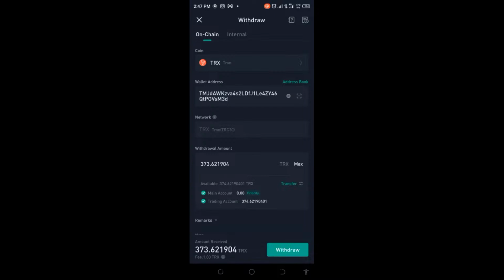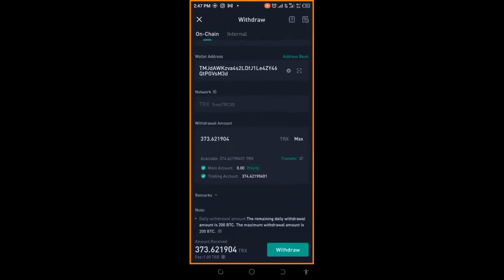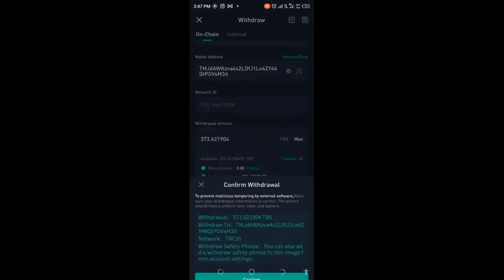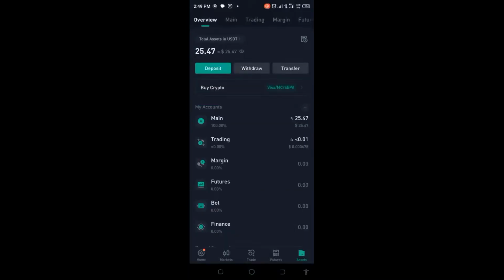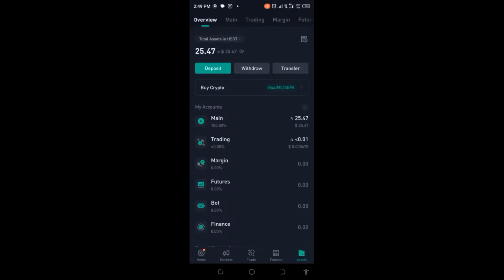Okay, so you can see here what we're going to eventually get is 373.62. That's the entire amount we are going to get, 373.62. So let's go ahead and withdraw. Okay, I'm going to put in my verification and then I'll get back here. Okay, I put in all my verifications, and now it's on the processing point. So this equivalent is like 27.47. Let's hope we make profit with it. Don't forget, I think we set it out with 25.25.